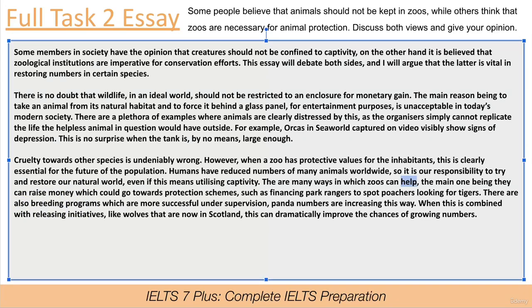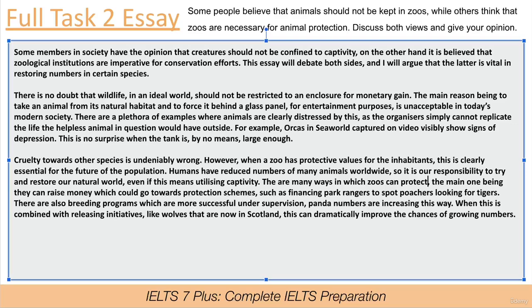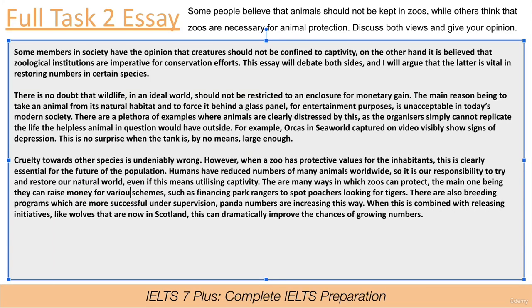Maybe we could say there are many ways in which zoos can protect. They can raise money for various schemes, such as financing park rangers to spot poachers. Okay, I think that's good. Let's tie this all together in a summary, and it is our opinion, so we'll restate that.